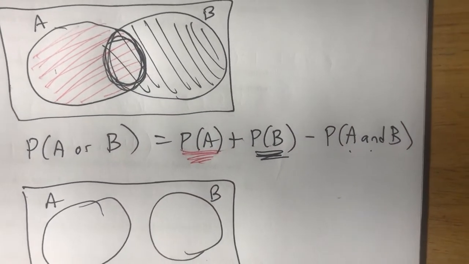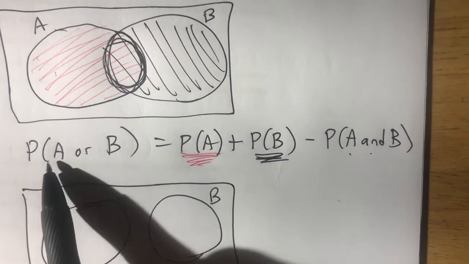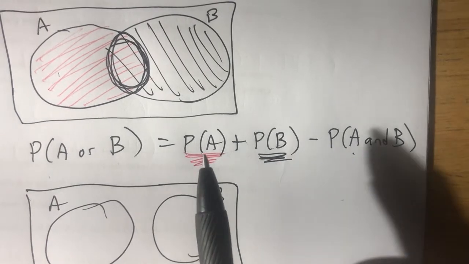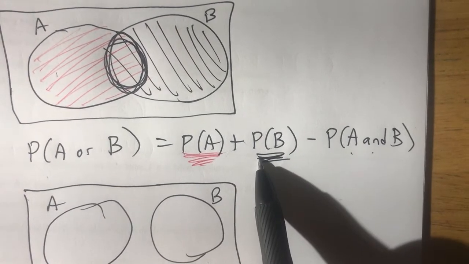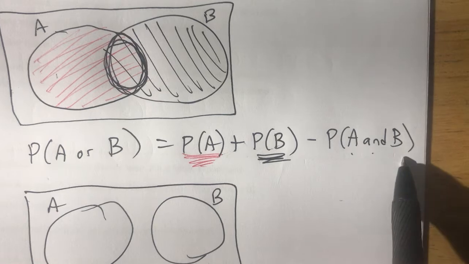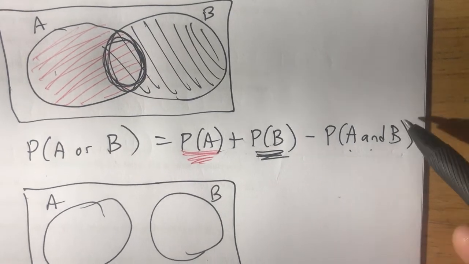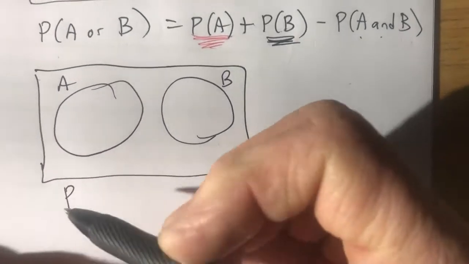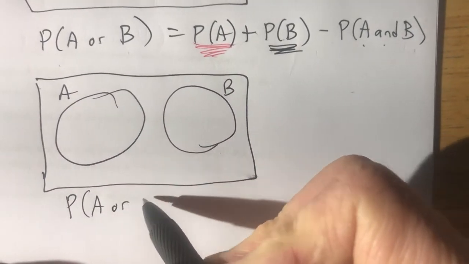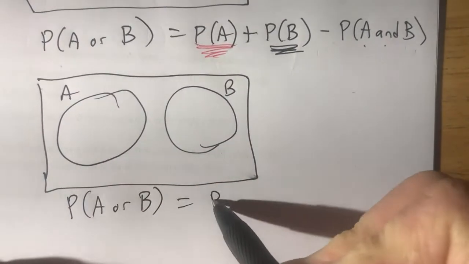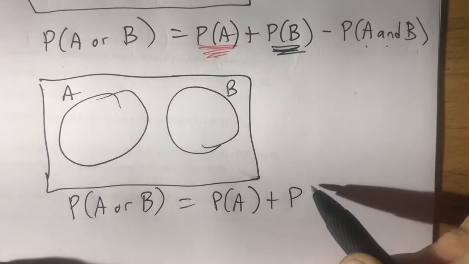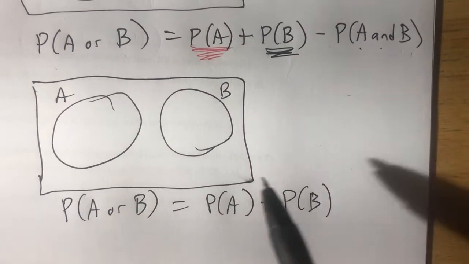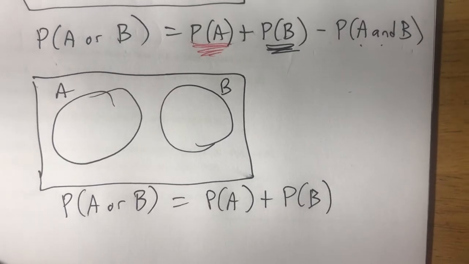All right, so this is what we're working on here, the addition rule. The probability of A or B is going to be the probability of A plus the probability of B minus the probability of A and B. And if they're mutually exclusive, then this right here just goes away. And so right here on this one, the probability of A or B equals the probability of A plus the probability of B. And there is no intersection, so it's just that right there.